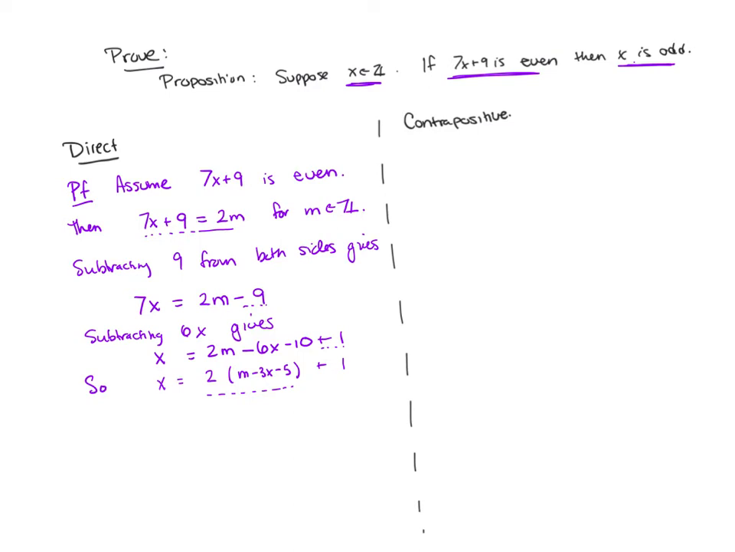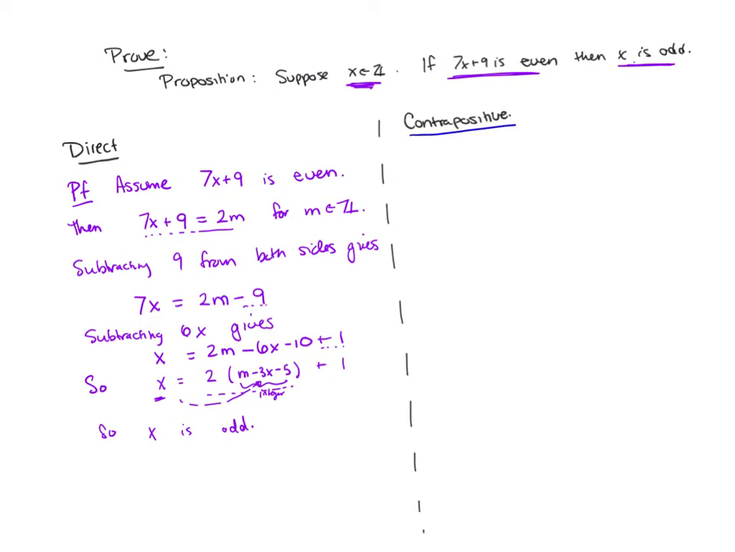So this is sort of weird because I've written x in terms of itself, but because it is an integer, this will still be an integer. So I have that x is 2 times some integer plus 1. So then x is odd. Right, so that was our direct proof. That works, but it's kind of a little sketchy. So let's see if we can rewrite that using proof by contrapositive and see if it works nicer.